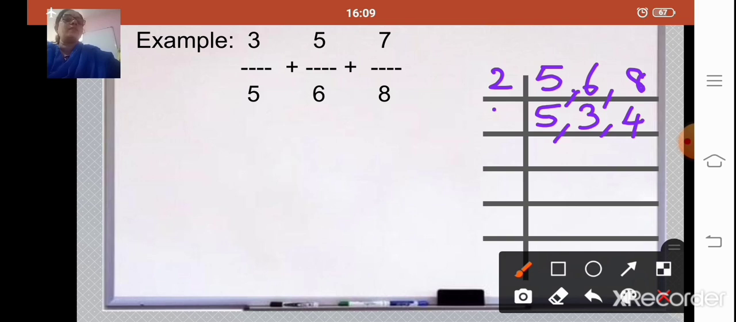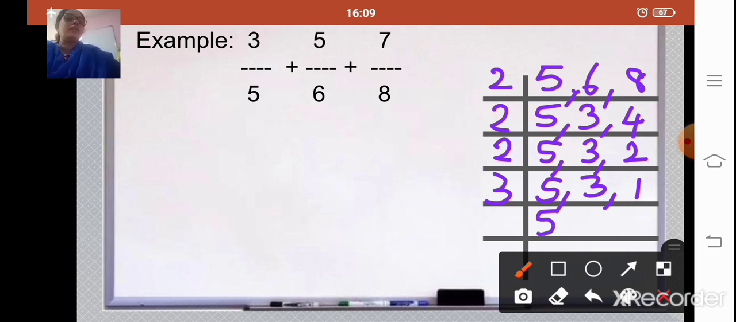Now 4 is divisible by 2. So 2. 5 will remain as it is. 3 will remain as it is. 2 2s are 4. Now 2 is divisible by 2 again. So we'll start with 2. 5 will remain as it is. 3 will remain as it is. 2 1s are 2. Now let us start with 3. 5 will remain as it is. 3 1s are 3 and 1. Again the last number is 5. All the numbers will be 1.